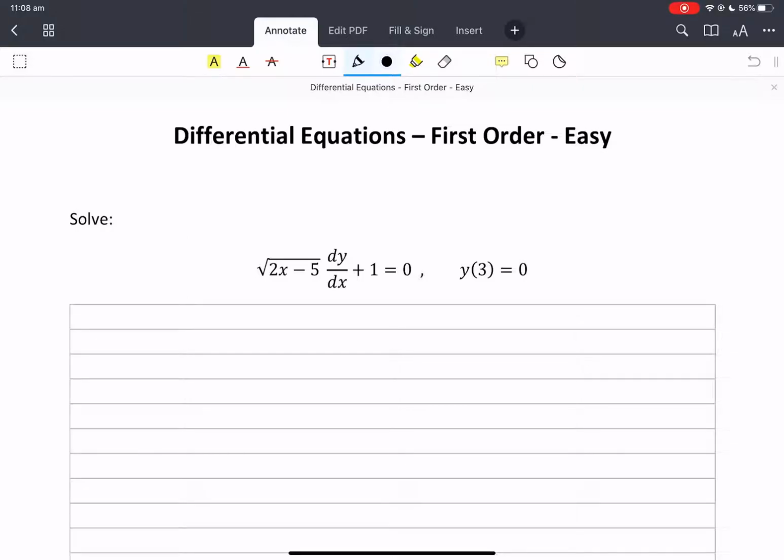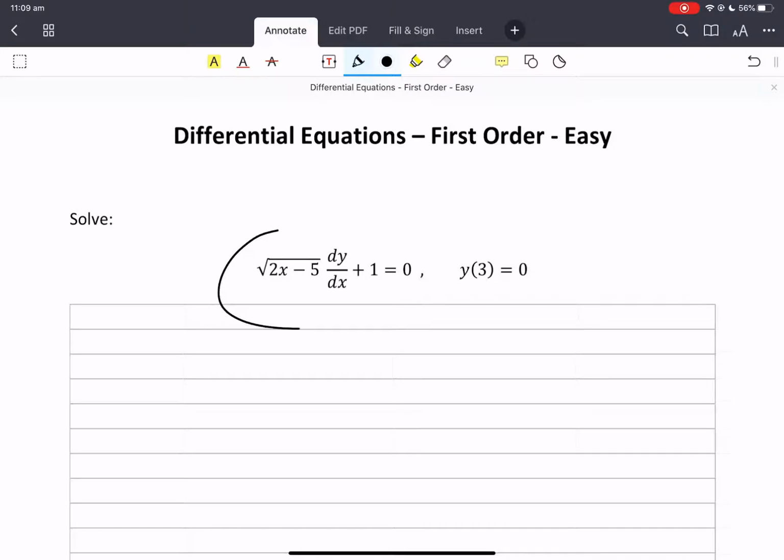Let's do some first order differential equations. A differential equation means there's a derivative in the equation, and first order means that it's a first derivative. There are two sorts of solutions. One is a general solution, which we just add the c, and here we're looking for a specific solution, so we've got to find the c.